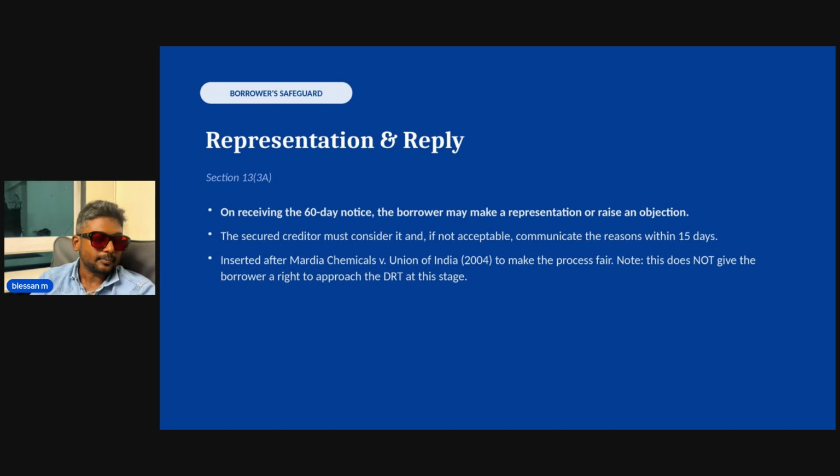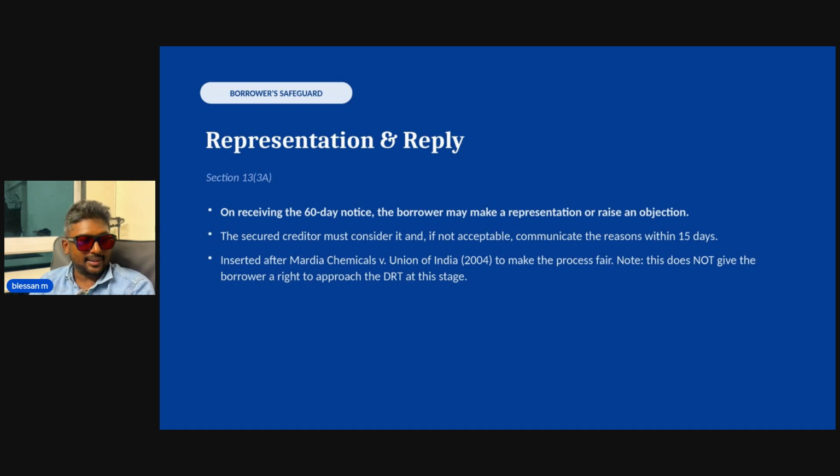So this, like I said, the most important thing is the 15 days point. You must understand it very thoroughly. 15 days is very important once the borrower makes the representation, and it is inserted after the famous Mardia Chemicals versus Union of India case, where it was actually decided by the court that the SARFAESI Act is not unconstitutional.